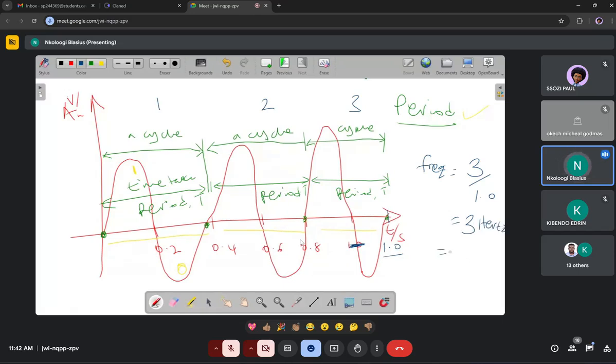And sometimes we just write 3 Hz. Sometimes they write it like this. Okay, that is the frequency. So ideally, I would now state or define frequency as the number of cycles per second or unit time.